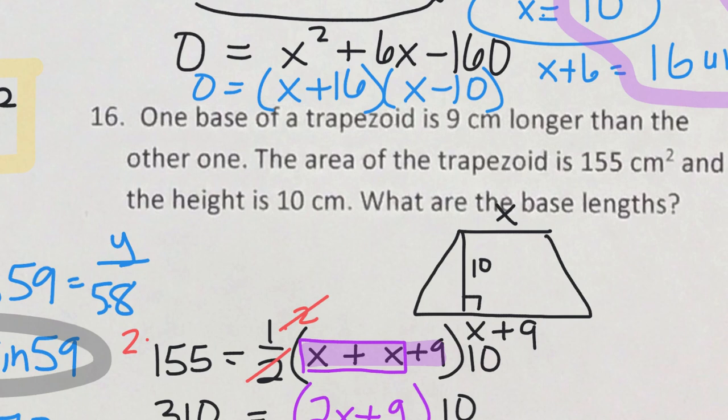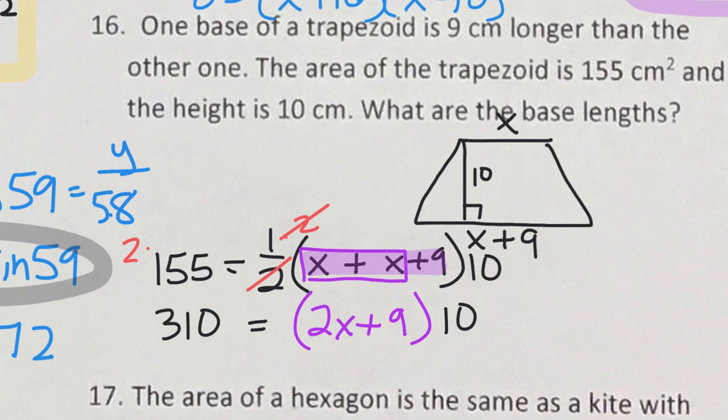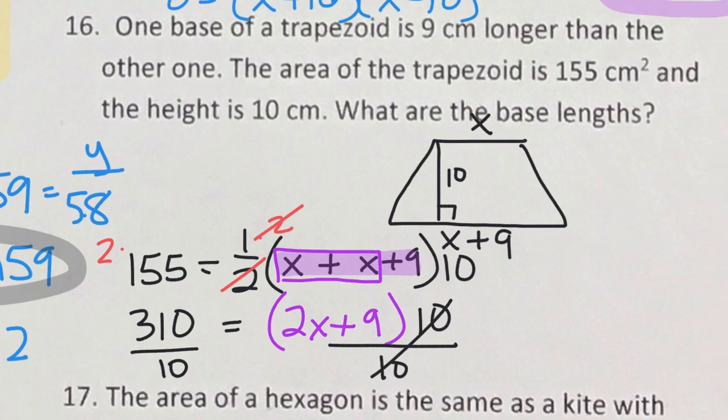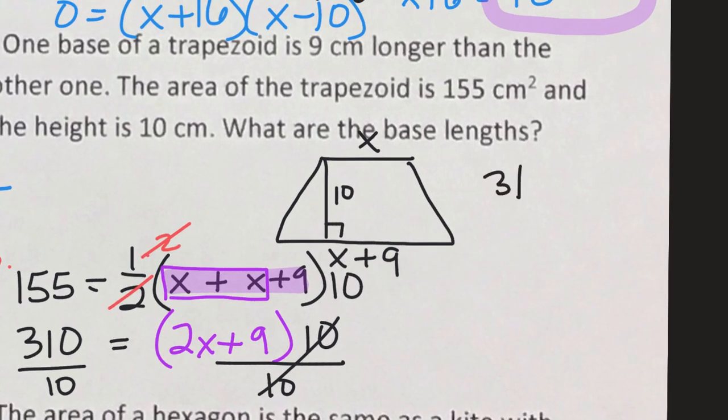Okay, and now there's a plethora of algebra ways that we can do this also. One way is by dividing everything by 10. So let's divide both sides by 10. I can do that because I know that 310 is in fact divisible by 10, and it's something pretty. That number is 31.